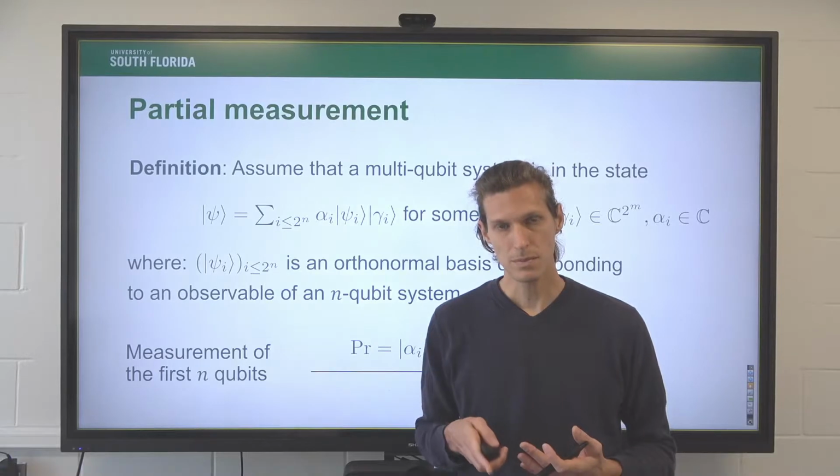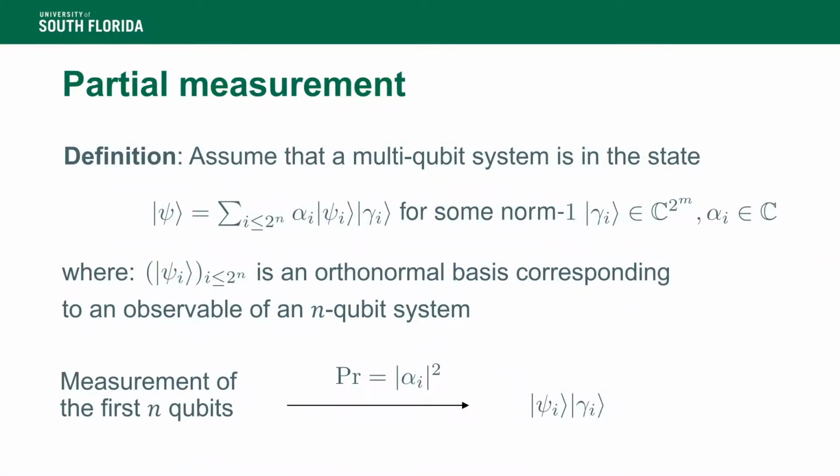So the second thing we need to do is rewrite our state according to the basis in which we're trying to measure. What it means is we need to find that linear combination where all the gamma i's are not necessarily orthogonal to each other, they just have to have norm 1.